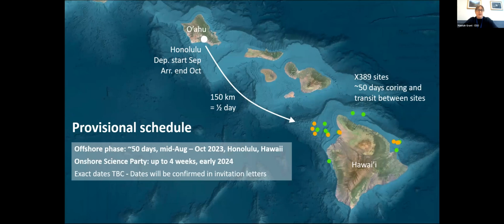At this moment in time, the offshore part of the expedition is scheduled for up to 60 days within a window that runs from mid-August to the end of October 2023, anticipating that it will start and end in Honolulu in Hawaii. If these offshore dates hold, as we expect, then the onshore science party will be held in Bremen in Germany for up to 4 weeks, starting in early 2024. And these exact dates will be confirmed in due course. We do hope to be able to include all expedition dates on the invitation letters, so everyone is aware of the commitment required before accepting the invite.